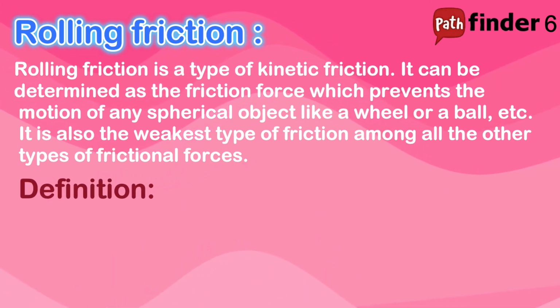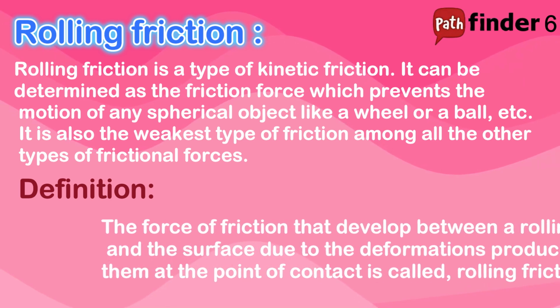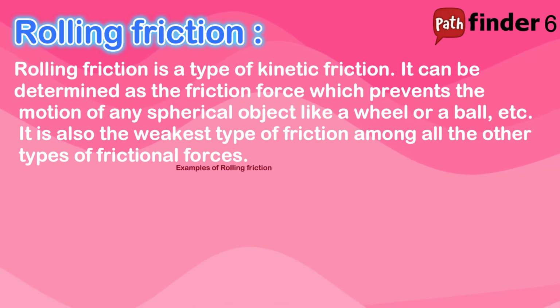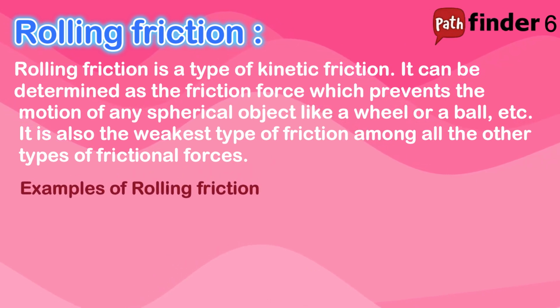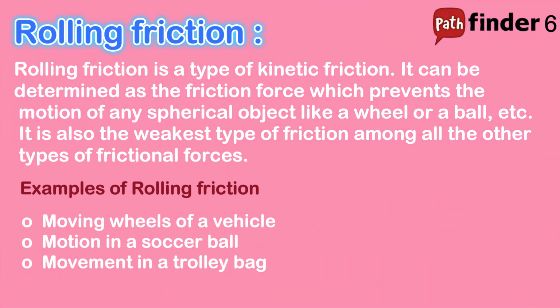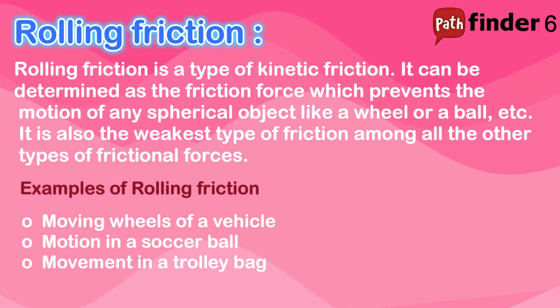Definition: the force of friction that develops between a rolling body and the surface due to the deformations produced in them at the point of contact is called rolling friction. Examples of rolling friction: moving wheels of a vehicle, motion in a soccer ball, movement in a trolley bag.